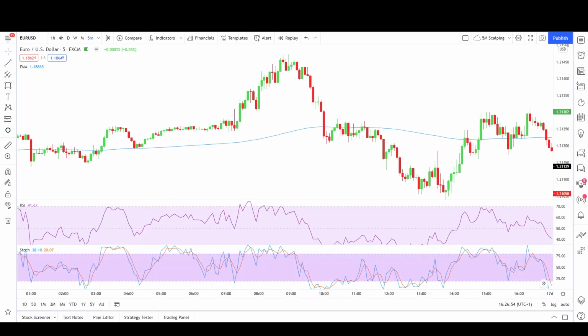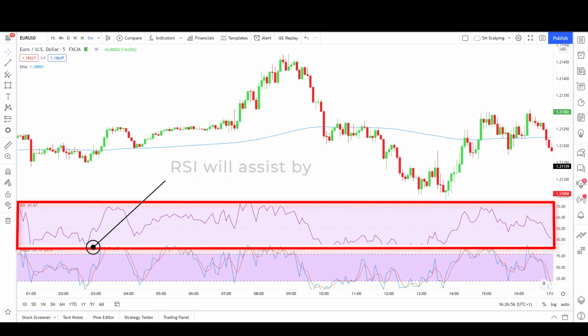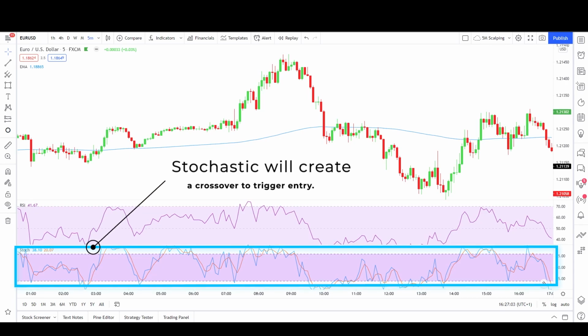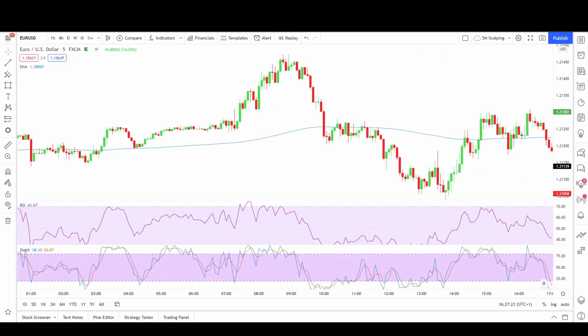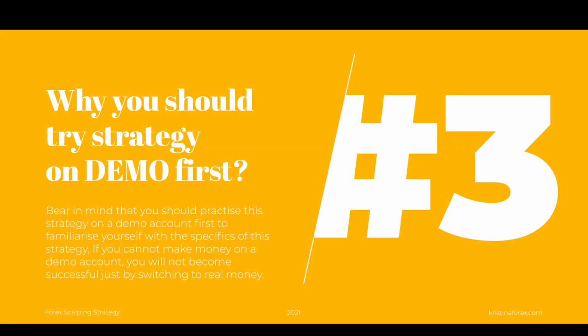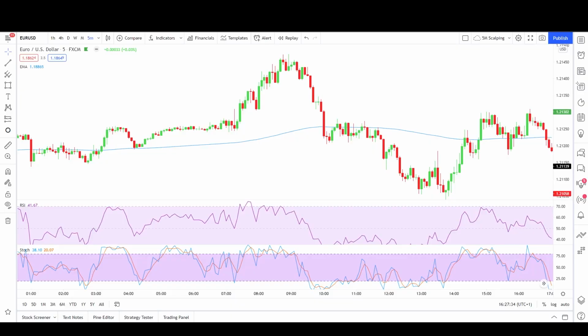The RSI indicator will remain with default values as it will help to find hidden divergence, and finally we will have to wait for the signal from the stochastic crossover to enter the trade. And I strongly suggest you practice this scalping strategy on a demo account for at least a month, where you can complete at least 15 to 20 trades, but more is preferable, before you're actually trading with real money.